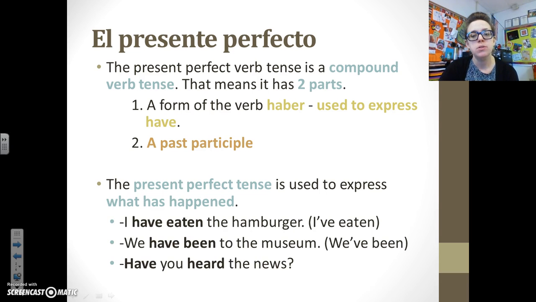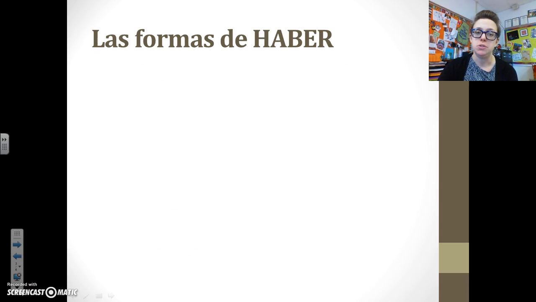For example, I have eaten the hamburger, so I've eaten. We have been to the museum. We've been can also be substituted for that. And then have you heard the news is another example of the present perfect tense in English.